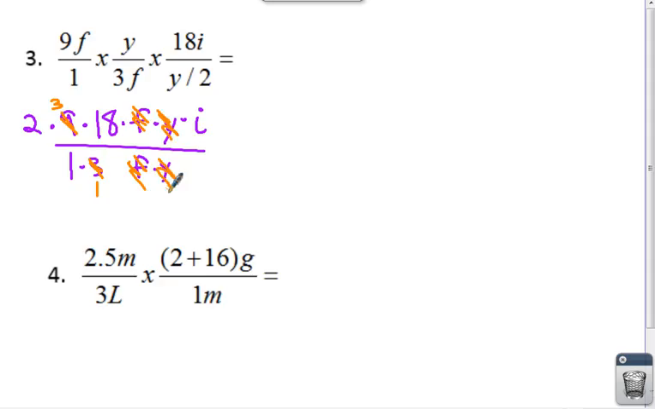So I have 2 times 3 times 18. 2 times 3 is, good job, 6. Is 18 times 6? Let's see, 6 times 8 is 48. Carry the 4. 6 times 1 is, that's 108. So we have 108 I. It's my attempt at an I.